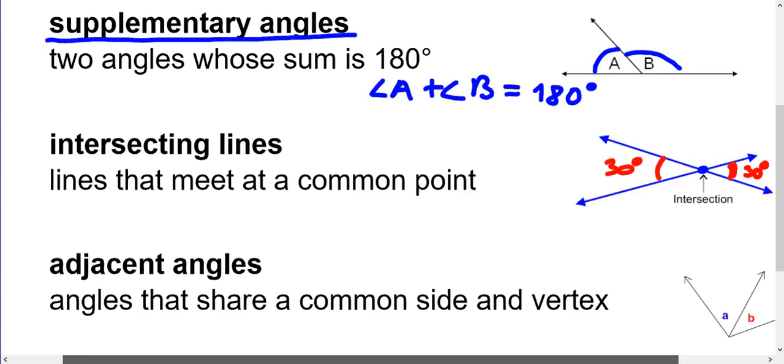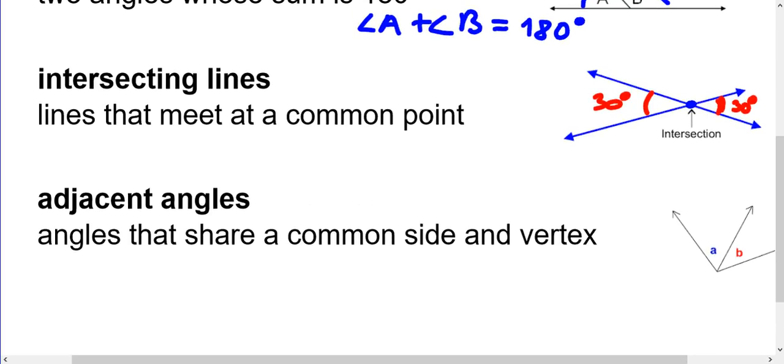And the last one is adjacent angles. Adjacent angles are angles that share a common side. So you have A and B, and they share this common side, and that's what makes them adjacent.